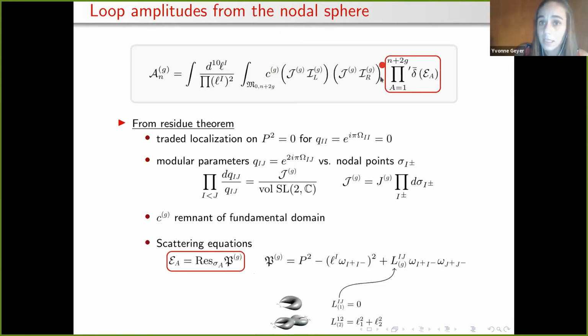Now, last but not least, this is again localized on some scattering equations. And remember, we traded the localization on p square equals 0, so p square is non-zero anymore by now. But these will still include a constraint, which I've called curly p here. And this is going to be setting p square equal to some combination of the loop momenta and what used to be the holomorphic differentials on the higher genus Riemann surface, and now have simple poles at the nodes.